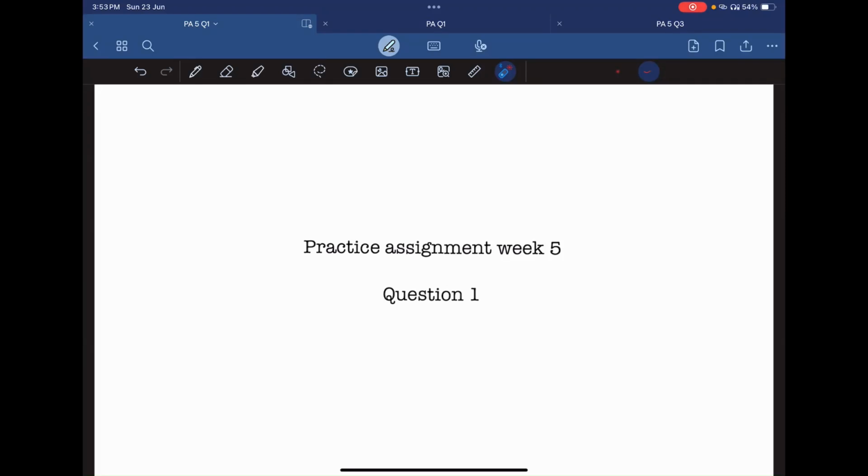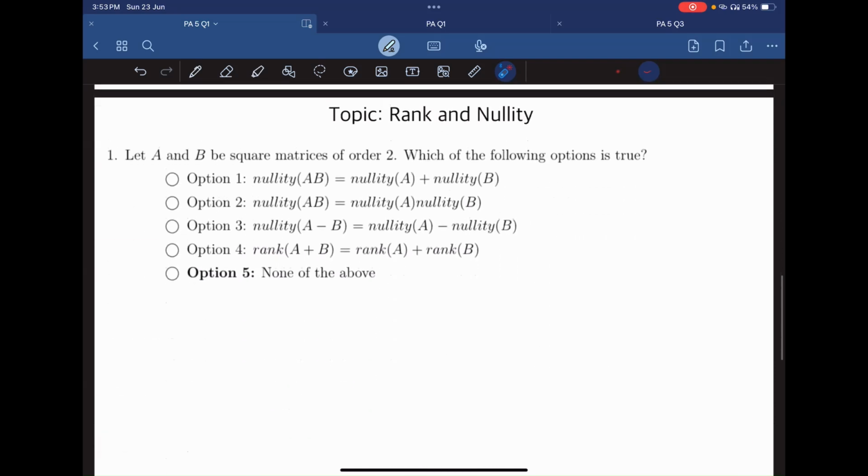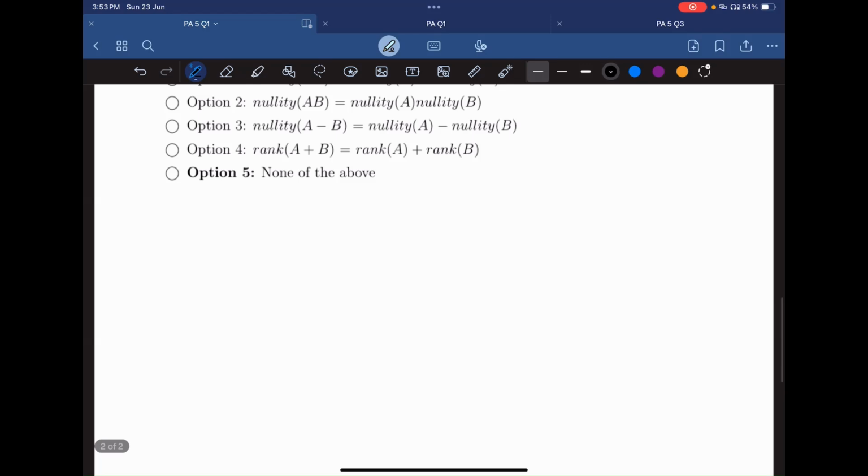Hello everyone. So let's now solve practice assignment week 5 question number 1. Let A and B be square matrices of order 2. Which of the following options is true? So let's look at each option one by one.